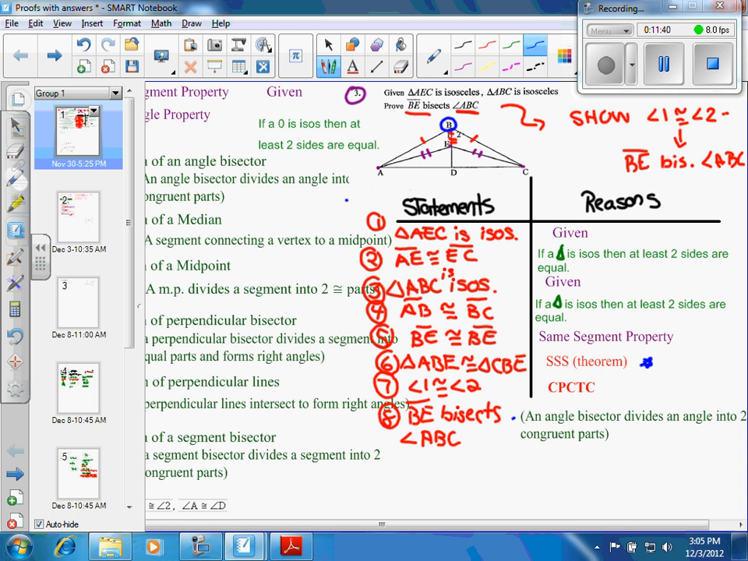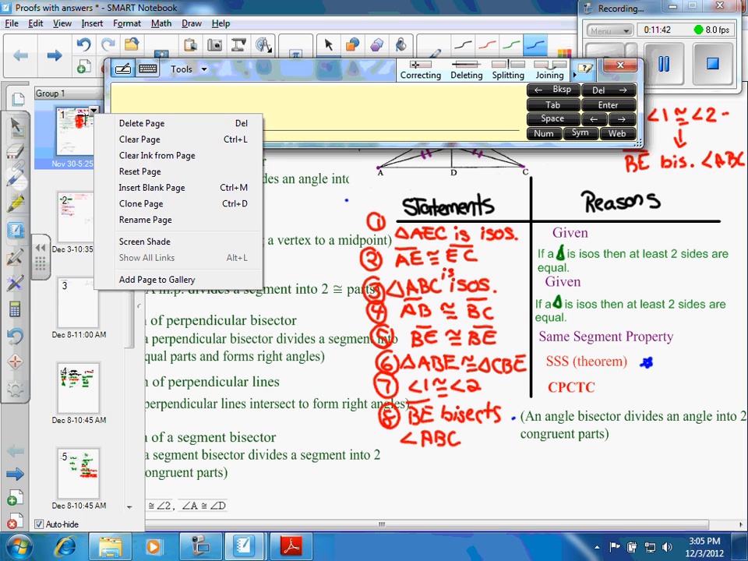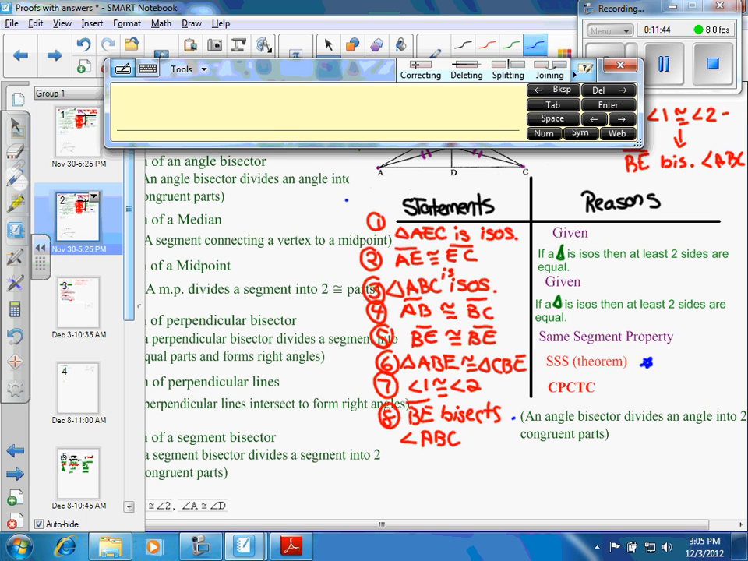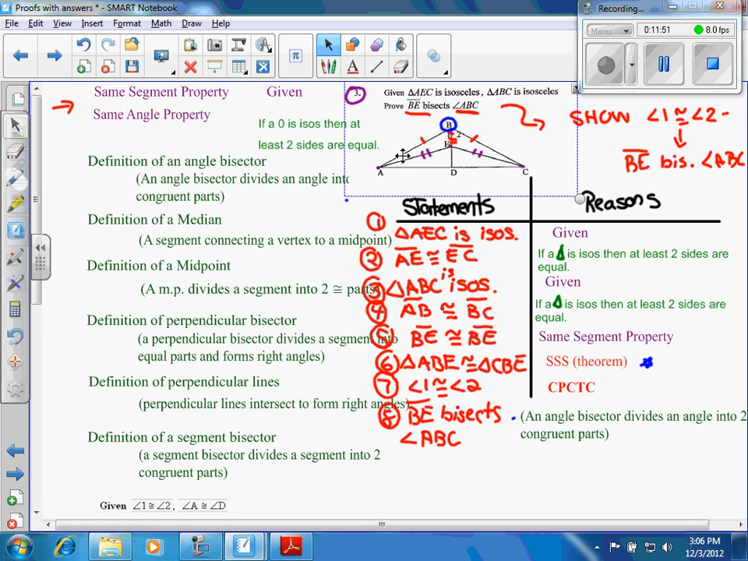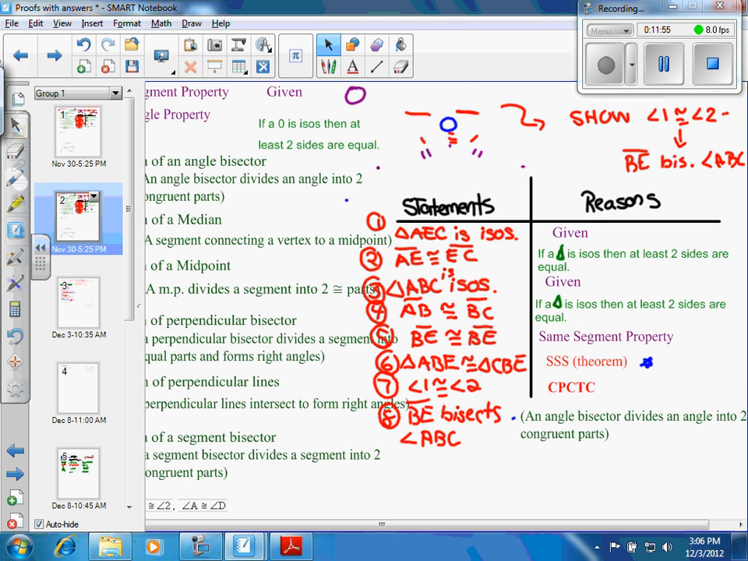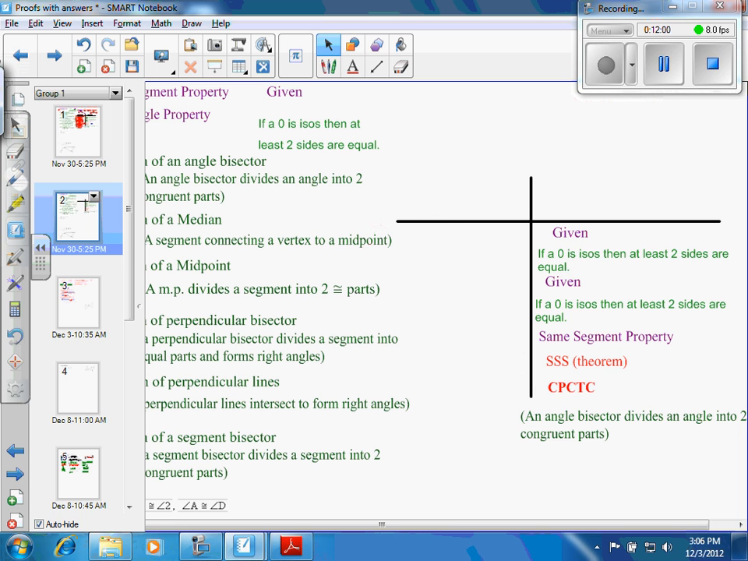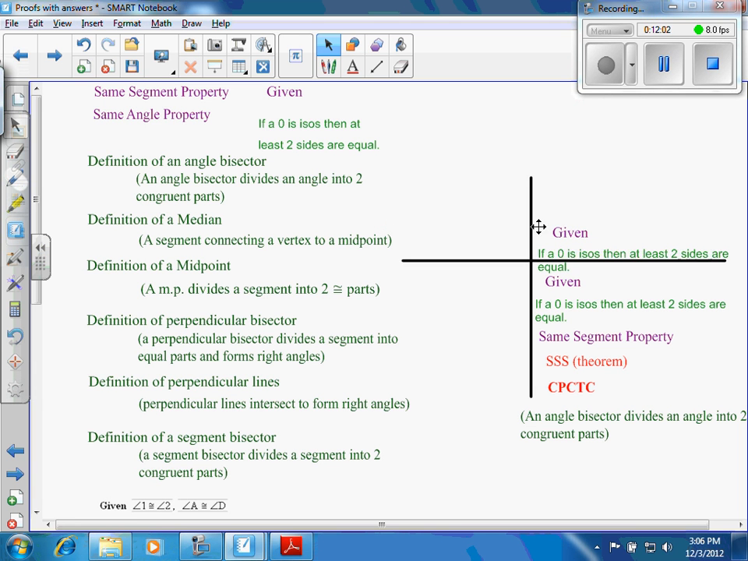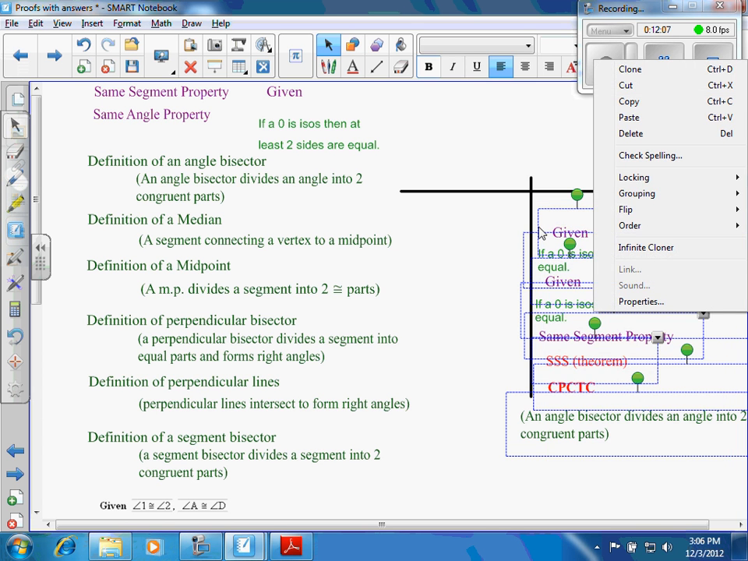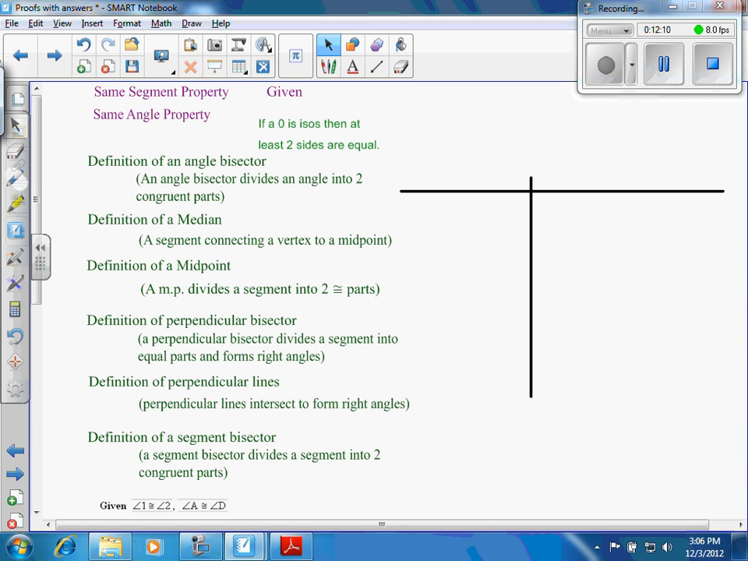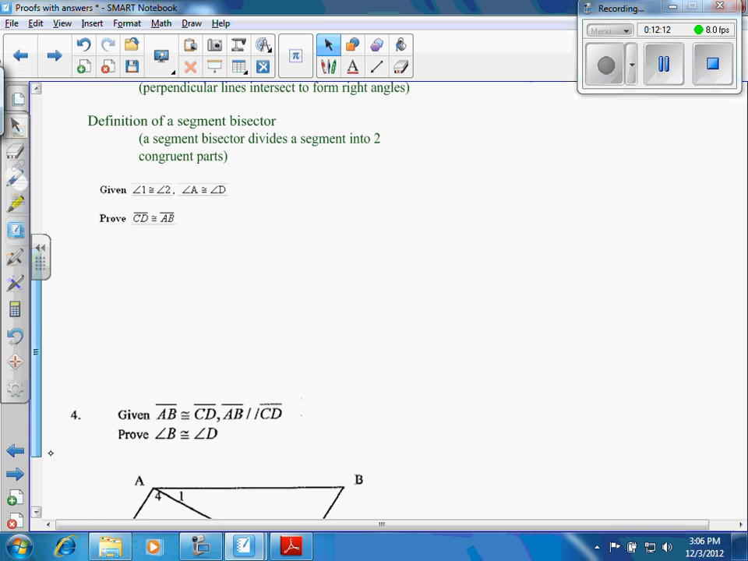So let's do this. I'm going to just clone this page and get rid of all of this because I just cloned it, and get rid of all the ink, and all these guys. We'll do another proof. I think I have another picture stored down here. This one.